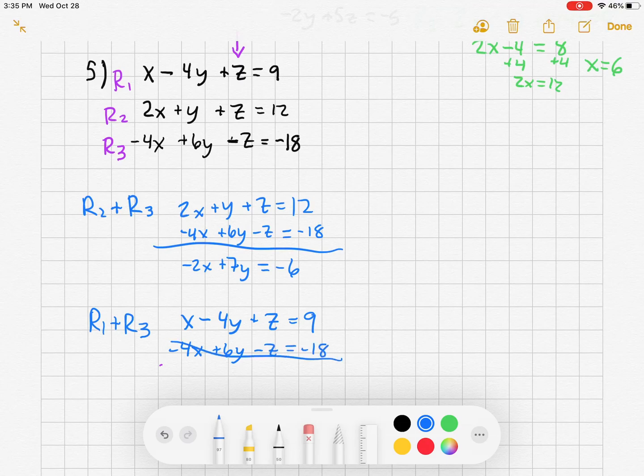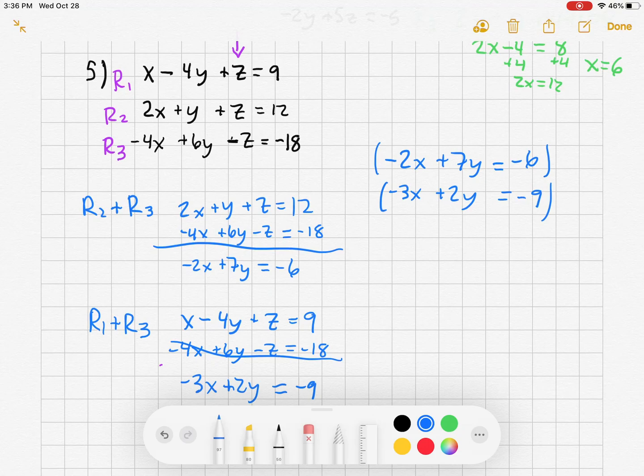And we get negative 3x plus 2y equals negative 9. So we'll just go ahead and rewrite these over here. So notice now we don't have a really obvious column to add together to get to 0. So I'm just going to pick to do the y column.